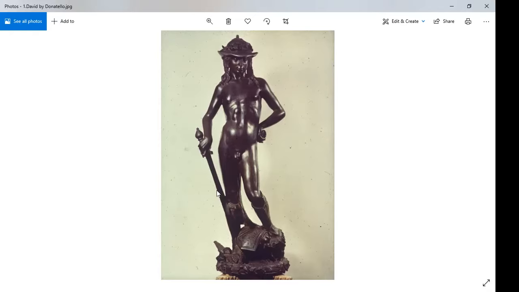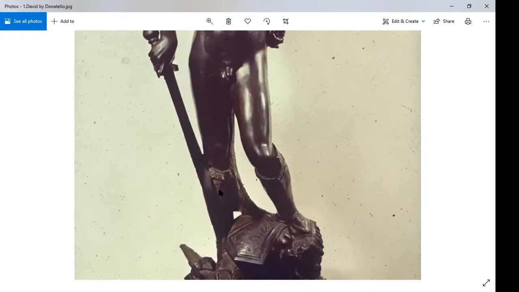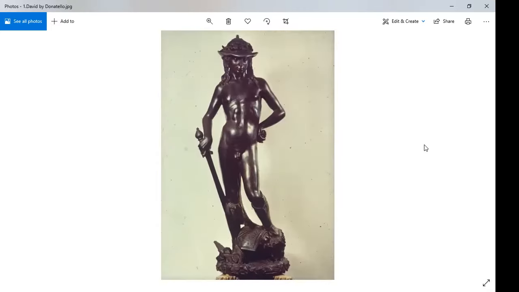Okay, and then we have the weight. The second feature is the weight is on the back leg. He's standing on this leg. The weight is on the back leg, and the front leg is loose. He might be touching the head of Goliath. That's who that is, right? This guy with the helmet here. He might be touching it. You see it there, but his weight is on the back leg. So again, the second feature of Contrapposto is that the weight is on the back leg and the front leg is loose. And the third feature is that the spine forms a gentle S curve.